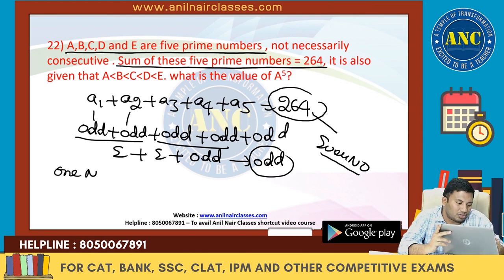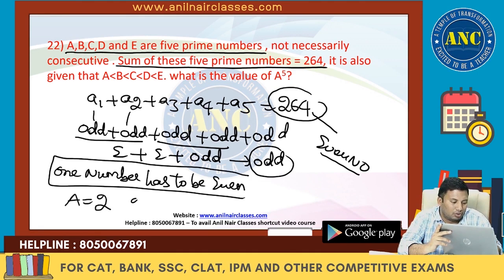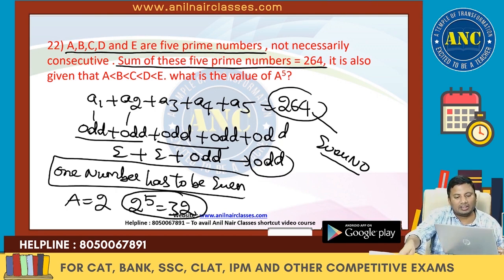One number has to be even. What is the smallest number that is even? A value of 2. So 2 power 5 is 32. The answer for this question is 2 power 5, which is 32.